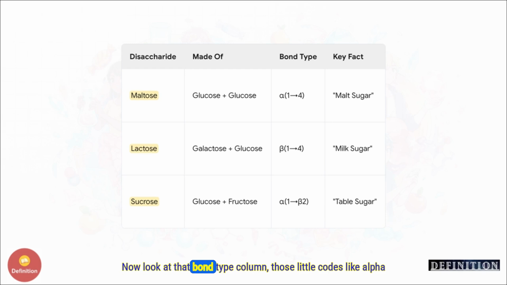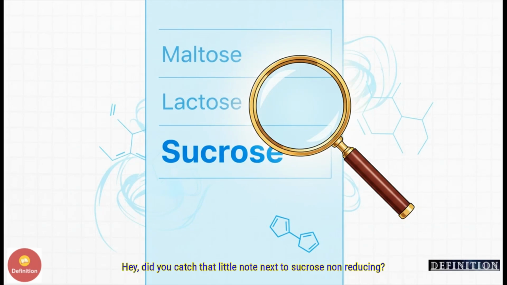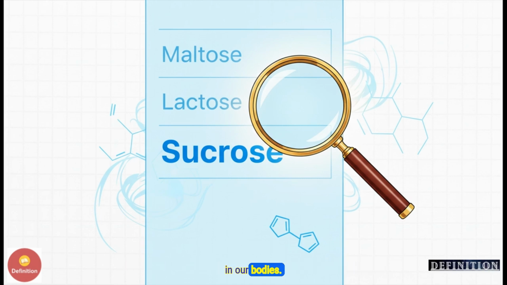Now, look at that bond type column. Those little codes like alpha-1,4 and beta-1,4. They might seem random, but they describe the exact way these sugars are linked. And that detail becomes incredibly important in just a minute. Hey, did you catch that little note next to sucrose? Non-reducing? Now, I know that sounds like some boring chemistry term, but believe me, this tiny detail is absolutely crucial. It completely changes how this sugar behaves in the world and in our bodies.